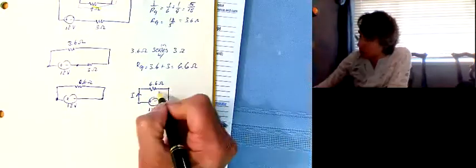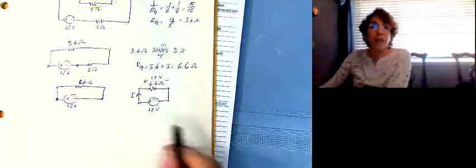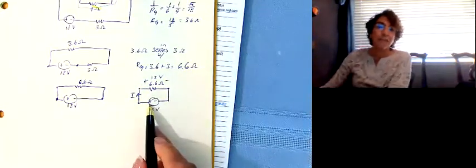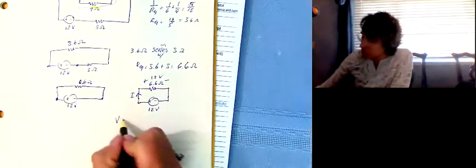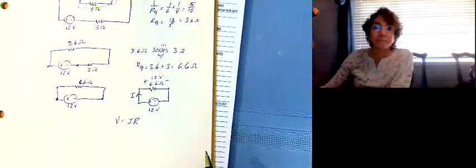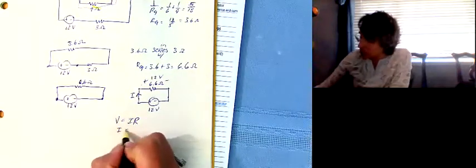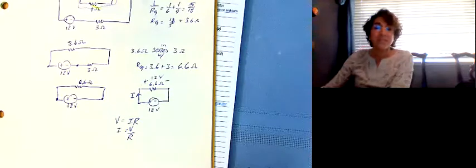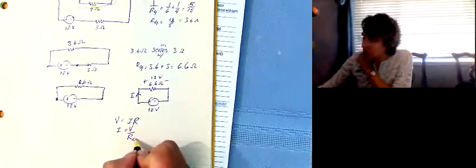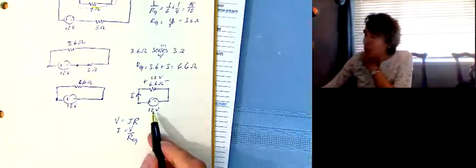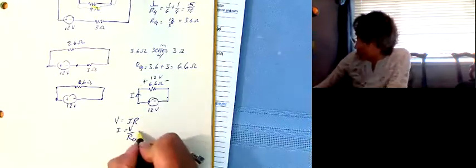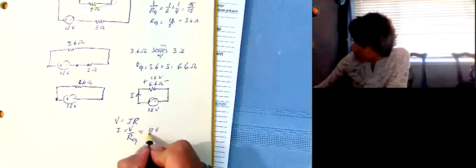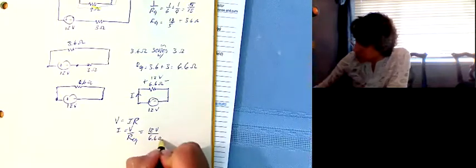How do I know that? Well, I know the voltage across here is exactly 12 volts. I put the positive on this side because the positive in the battery is the same node. All right, so I have V equals IR, and so my current is the voltage divided by the resistance. This is my equivalent resistance, the whole circuit. How much current is really being supplied by the battery? Okay, so I have 12 volts divided by 6.6 ohms.